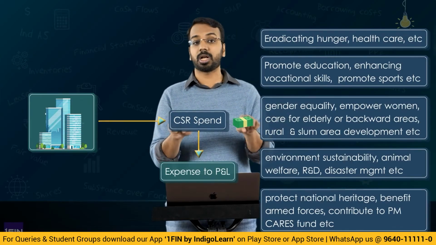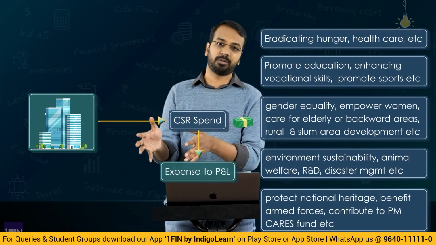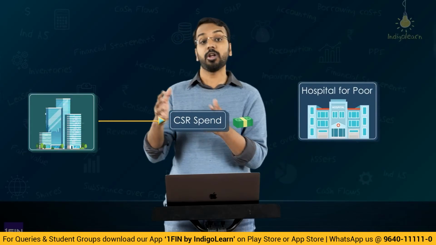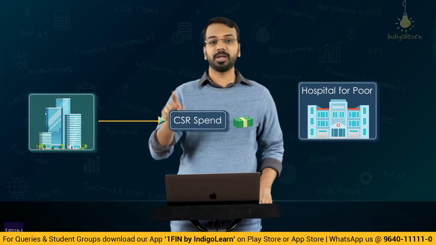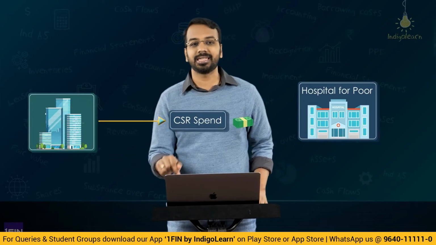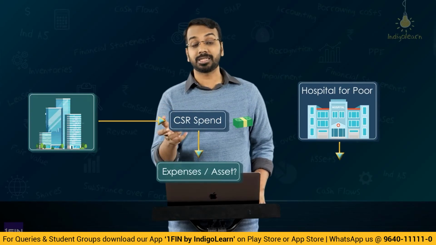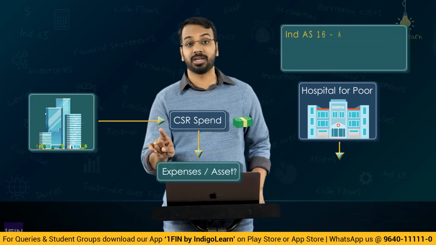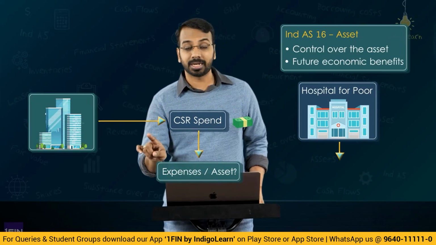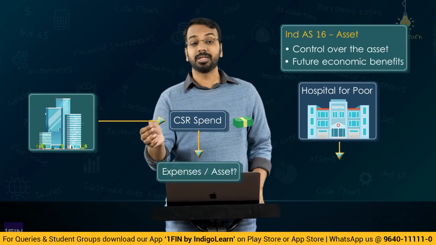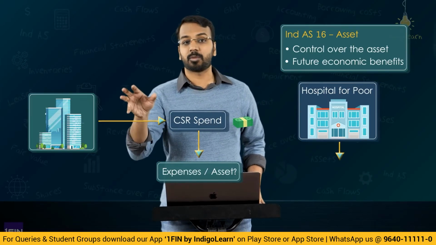Now, one question would come to your mind that, say for example, a company is creating a hospital for the poor. For creating that hospital, you will spend some money. Now, whether the amount spent on that hospital should be recognized as an asset or as an expense. For this, we have to refer to Ind AS 16. What does Ind AS 16 say? You can recognize an item as property, plant and equipment, as an asset, when you have control over that asset and when you expect future economic benefits from that particular asset.